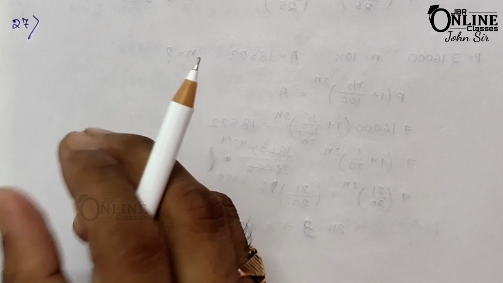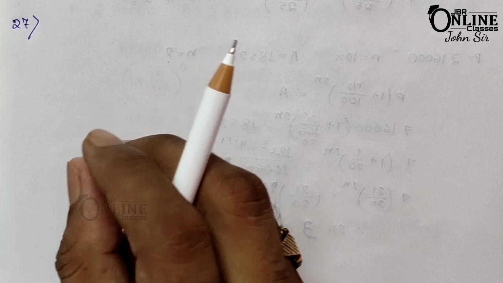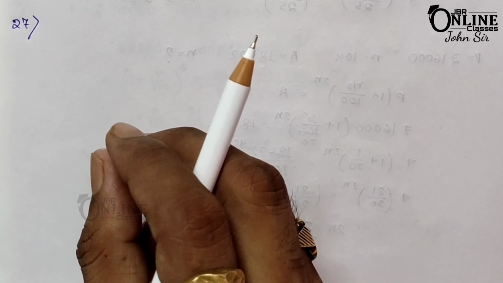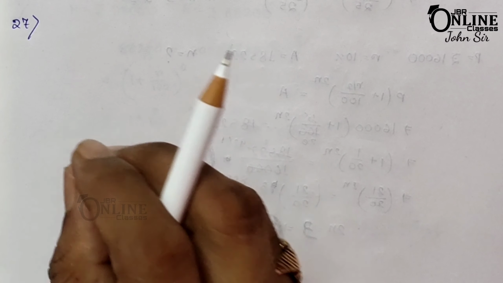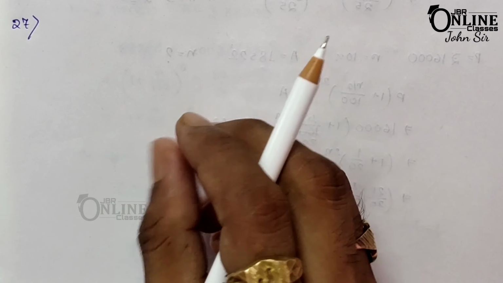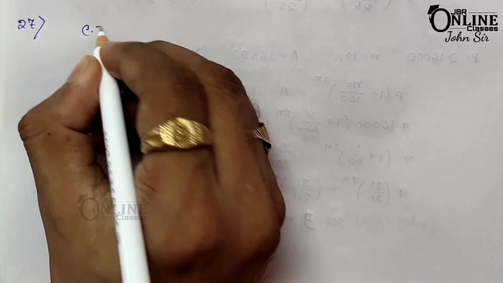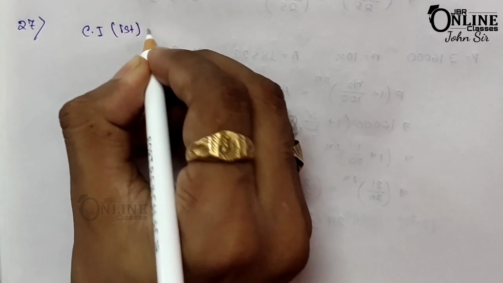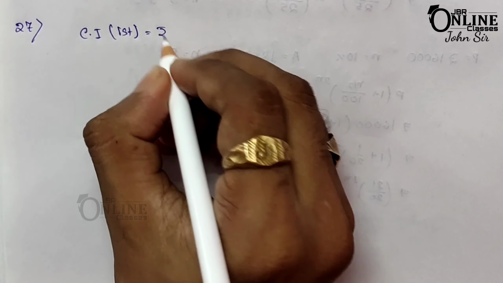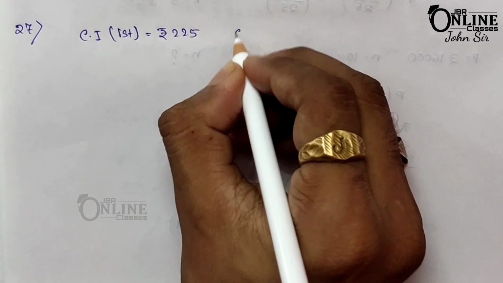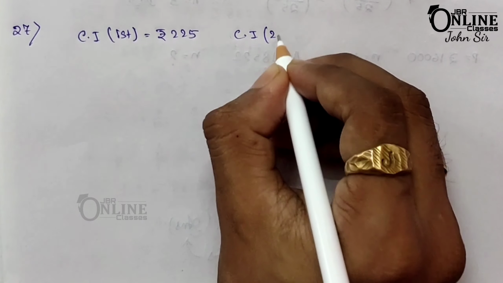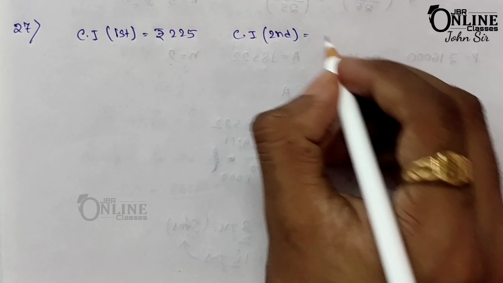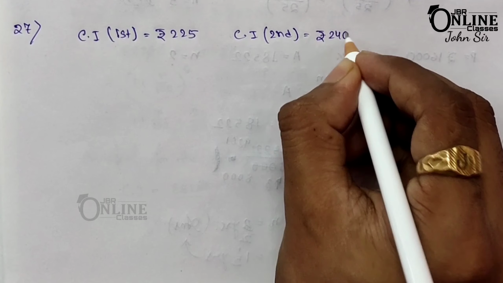Sum number 27, a little bit lengthy problem. A sum of money is invested at compound interest payable annually. The interest in 2 successive years: CI for first year equals rupees 225, and CI for second year equals rupees 240.